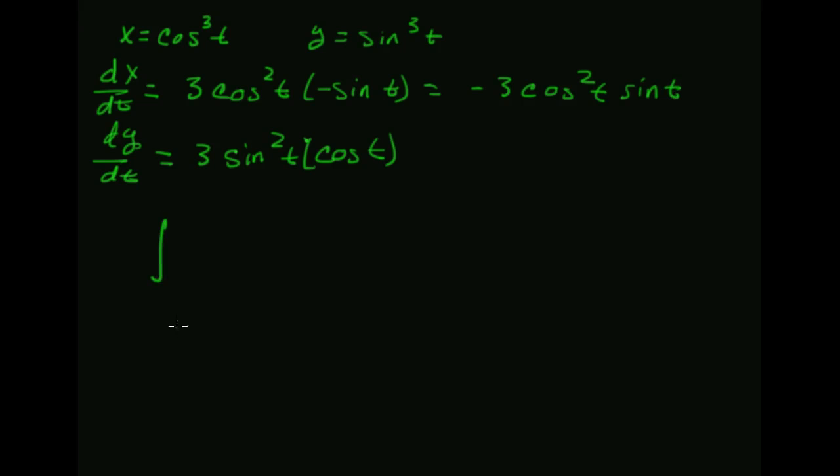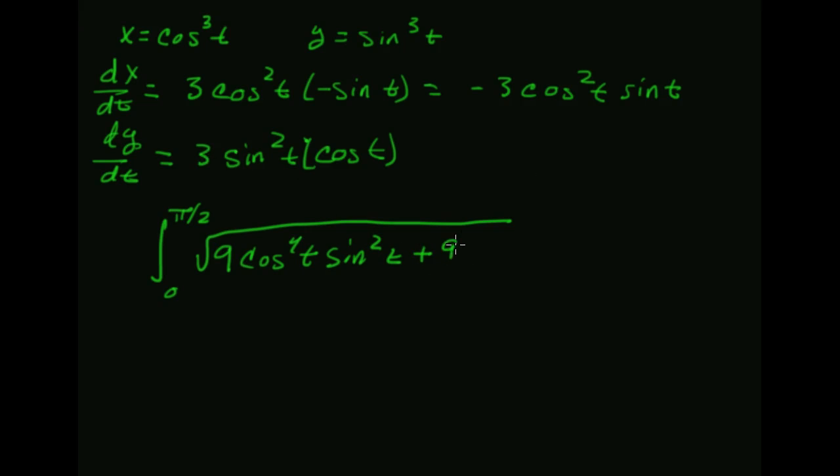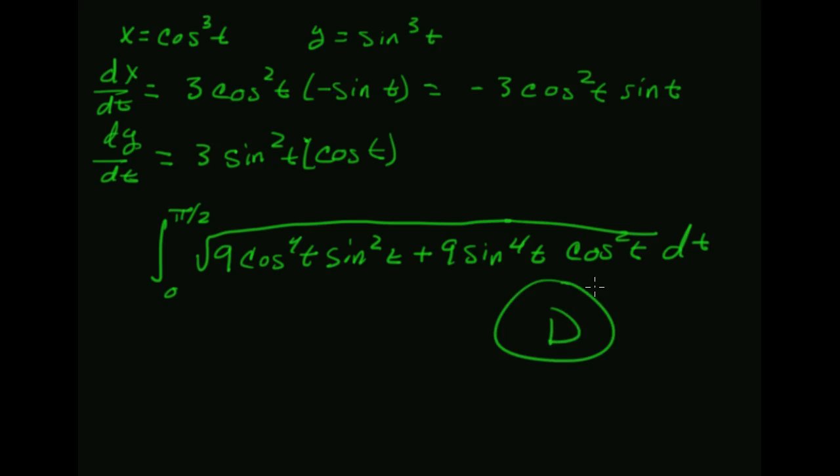So we take the integral. The interval here is 0 to pi over 2. And we square both of the derivatives. So 3 squared is 9. We had to take a square root in there, right? So 3 squared is 9. Now we get cosine to the 4th t sine squared t plus 9 sine to the 4th t cosine squared t all dt, and that looks like letter D. Again, parametric problem, won't be on the exam. However, it's worth knowing how to do.